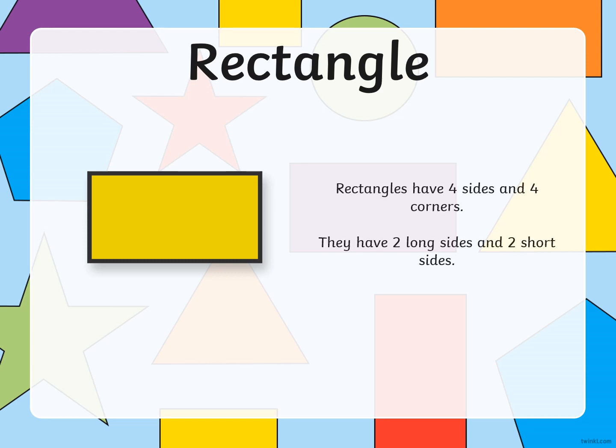So, rectangles have 4 straight sides, and because it has 4 sides, it has 4 corners. Now, rectangles are special because they have 2 long sides that are opposite each other. There's our 2 long sides, and it has 2 short sides that are opposite each other. Well, not very, they're straight, aren't they? But I didn't do it very straight. Okay, and then because it has 4 straight sides, there are 4 corners. That's what's special about a rectangle.